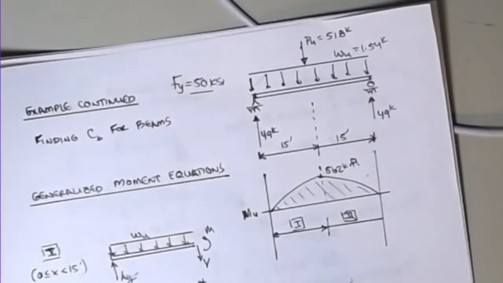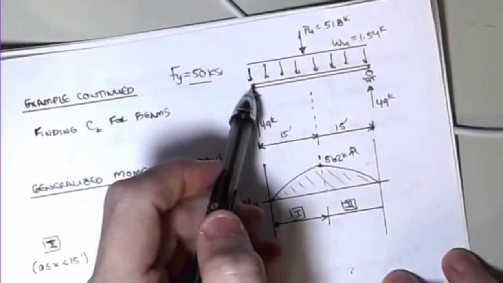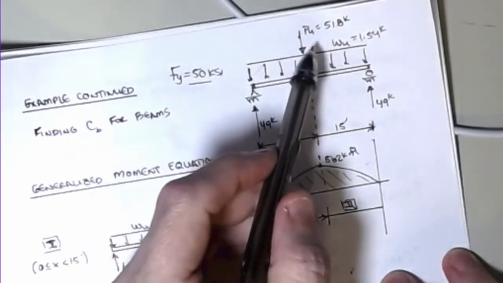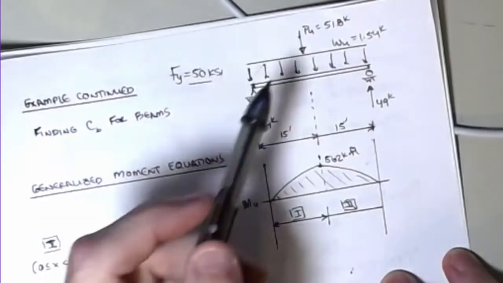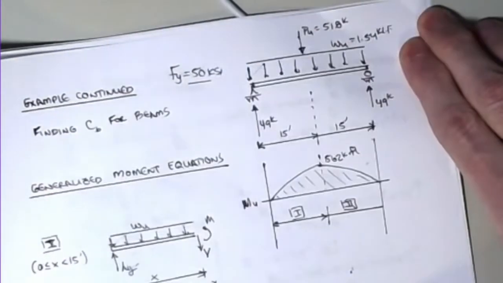Okay, all right, so if you remember from our last video, we had a beam that was set up such that it was simply supported. I had a point load in the middle of 51.8 kips and a distributed load of 1.44 kips per foot, that'd be KLF. I can get our units on there, okay?